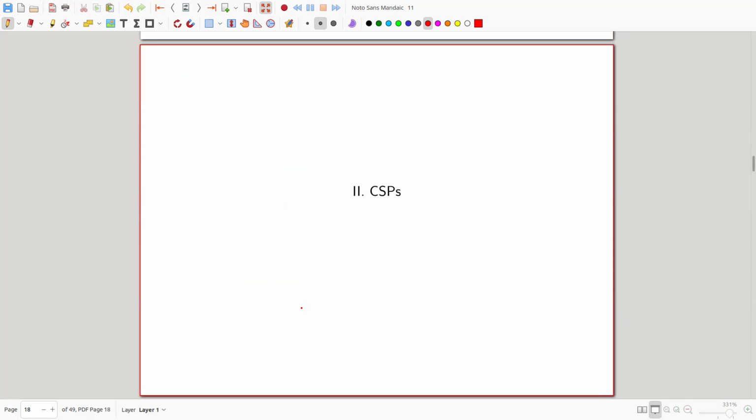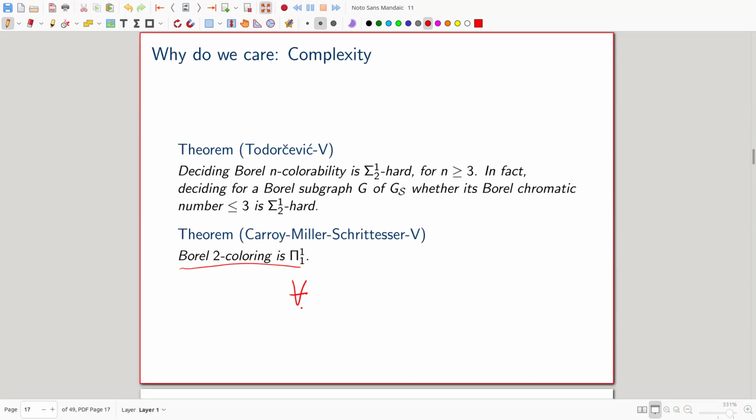So what is the CSP direction? Let me quickly recall this finitary situation. I'm sorry if you know all this. Maybe I should ask, are there any questions? Are there any other typical sigma 1, 2 hard or sigma 1, 2 complete problems in Borel complexity besides what you have here? Well, I will mention a few in the CSP direction.